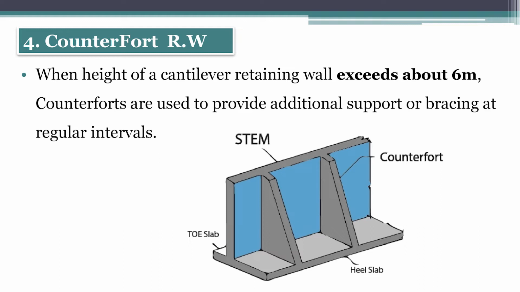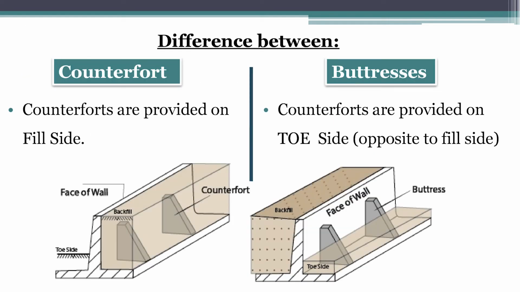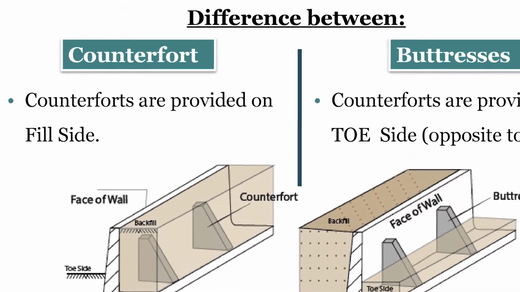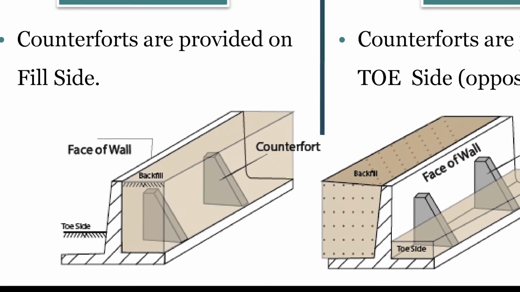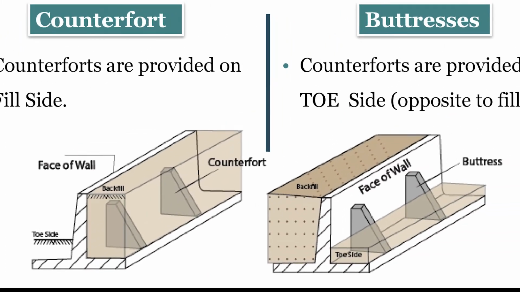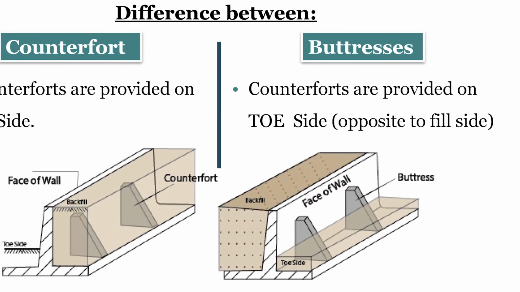When we need a height more than 6 meter for a retaining wall, we will provide counterforts. These counterforts are bracings which support the main stem of these retaining walls. These counterforts are additional support for the stem of these retaining walls. Here we will see the difference between counterfort and buttress retaining walls. In the counterfort retaining walls, the counterforts or bracings are provided on the backfill side, while in the buttress retaining wall, these are provided on the toe side.